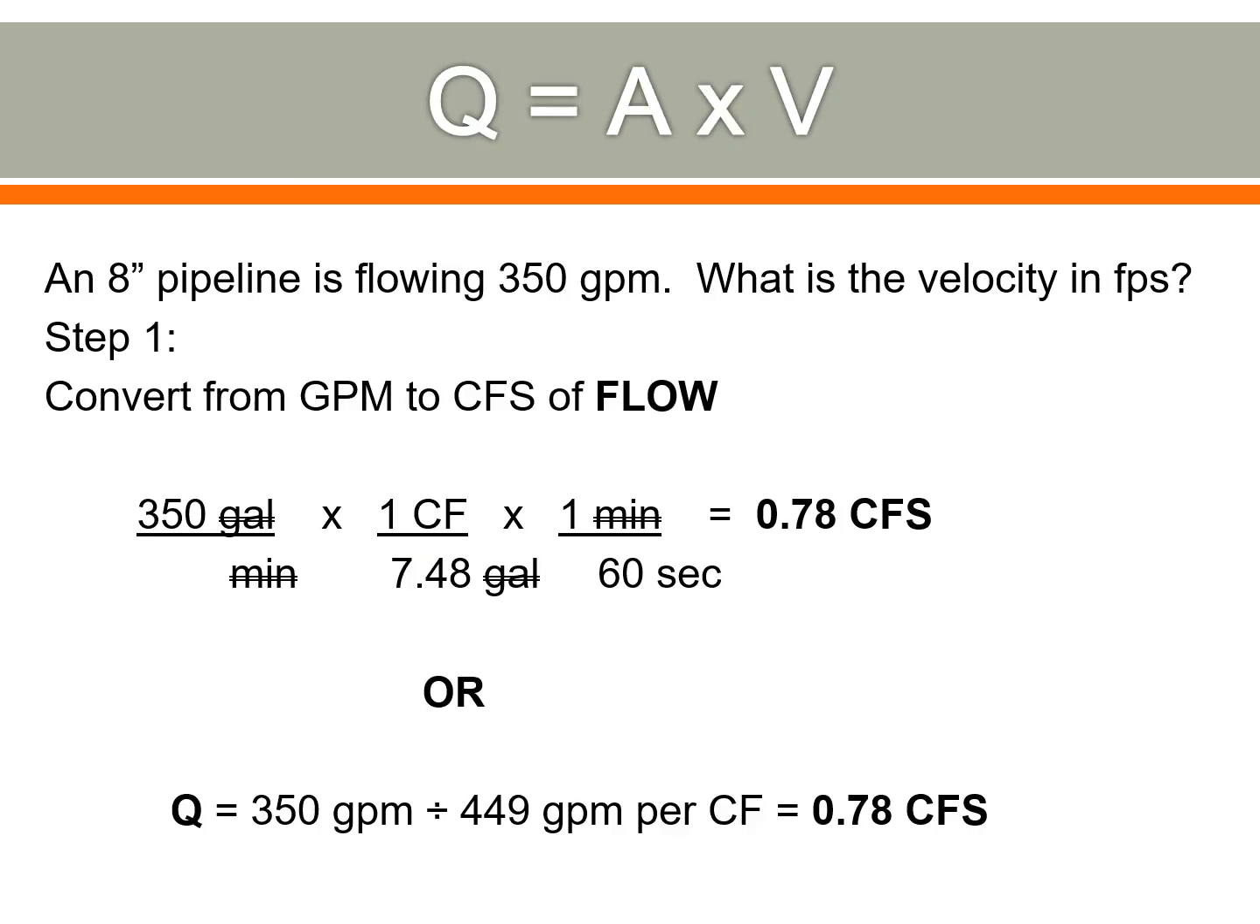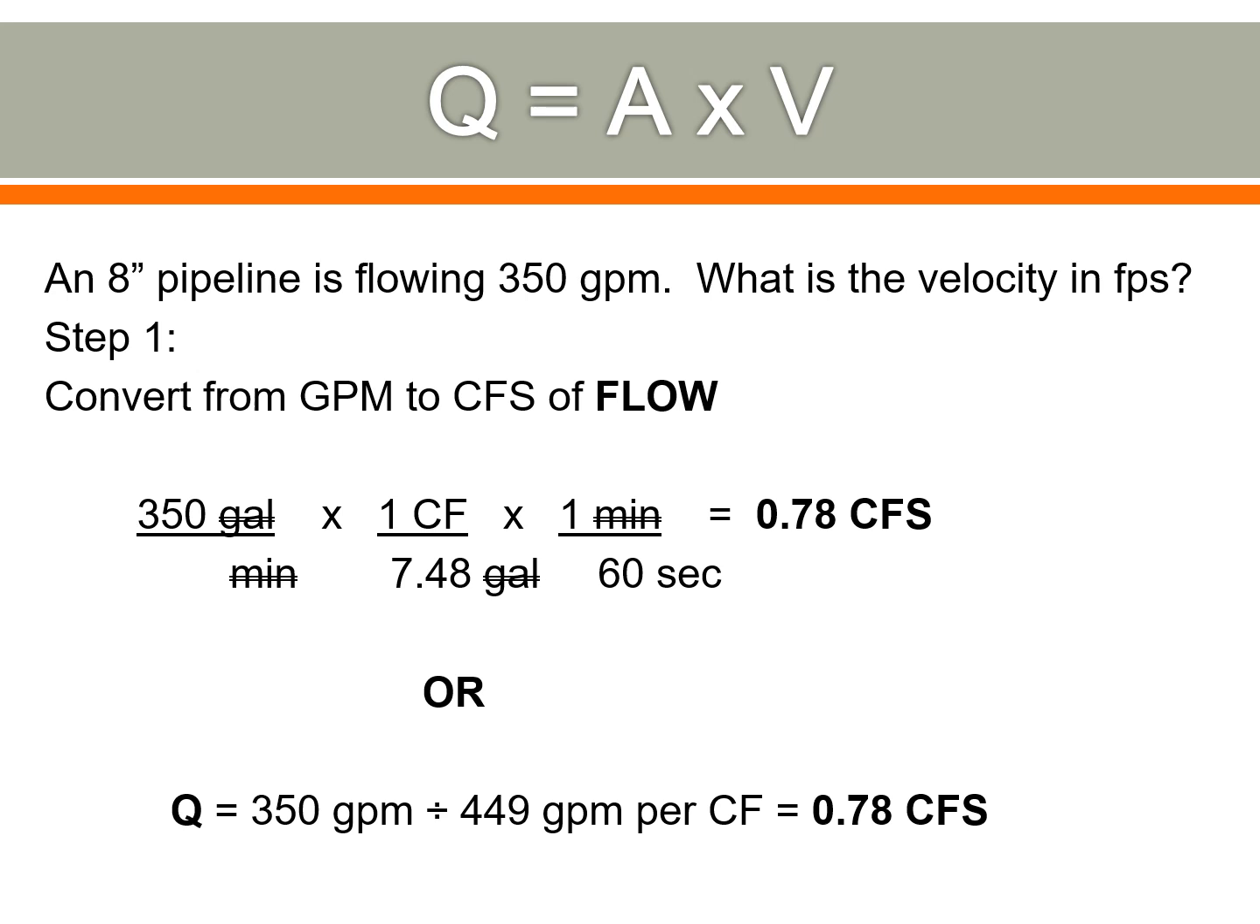All right, here's another problem breakdown for you, just to give you all the information. We got an 8-inch pipeline flowing at 350 gallons per minute. What is the velocity in feet per second? So first thing you need to do is convert that gallons per minute into cubic feet per second, right? So to do that, you would take your 350 gallons per minute and you would cross multiply here really. So really you're dividing 350 by 7.48 times 60, and that would give you 0.78.